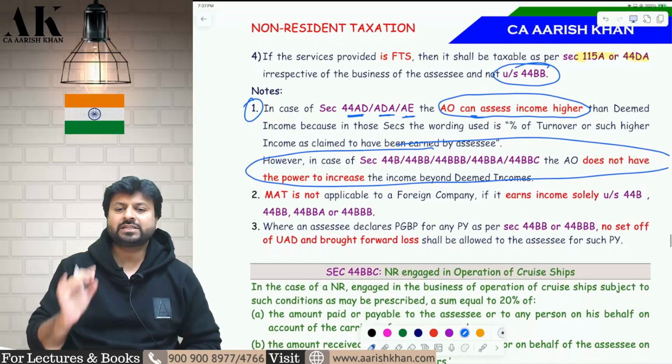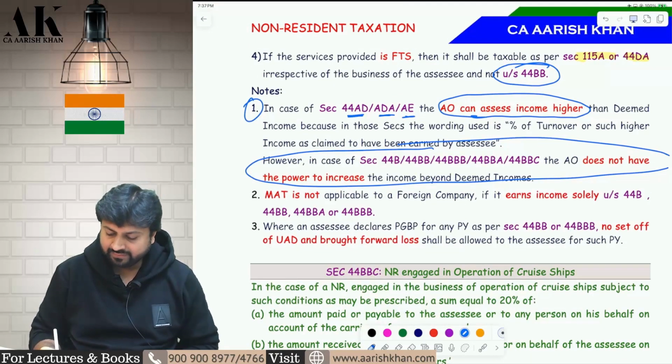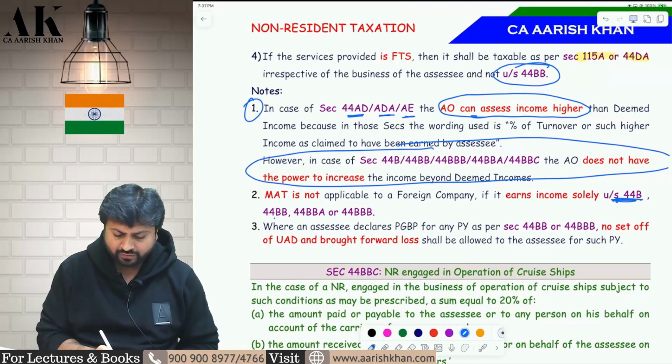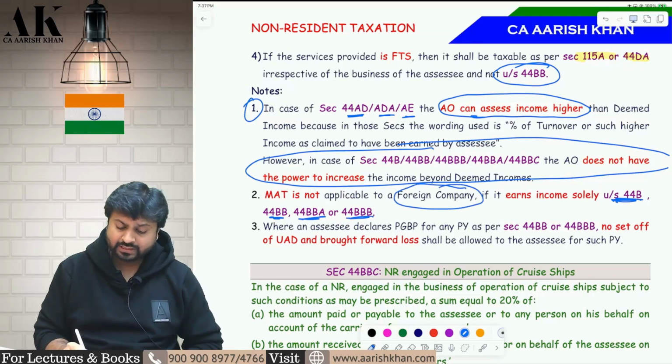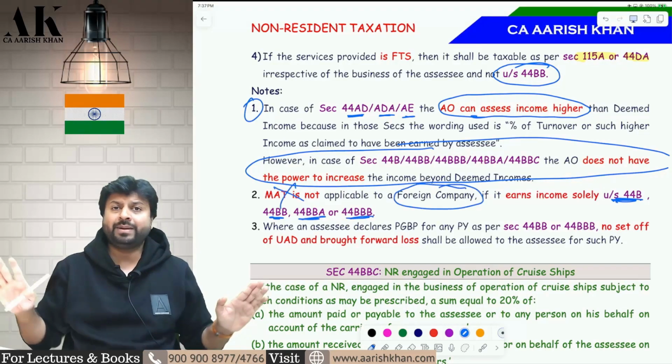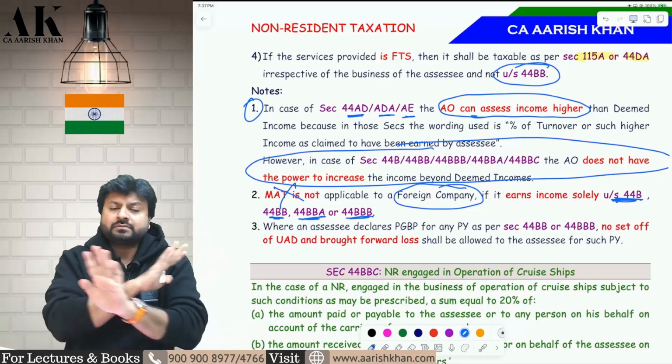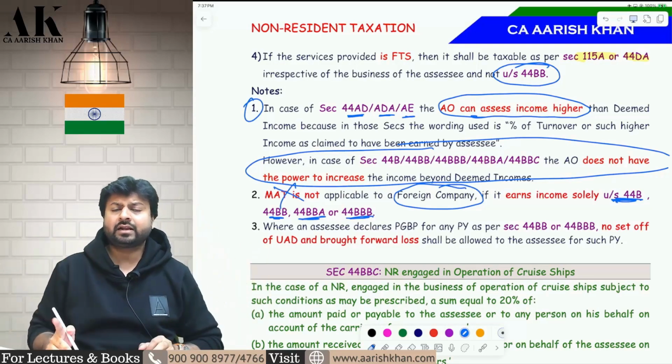Next one is a special benefit given to the foreign companies. If the assessee is only earning income under 44B or 44BB or 44BBA or 44BBB, and if the assessee is a foreign company, then the assessee will not be liable for MAT. If they only earn these incomes, they will not be liable for MAT under the income tax law.